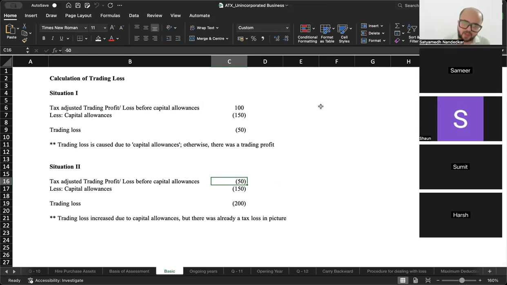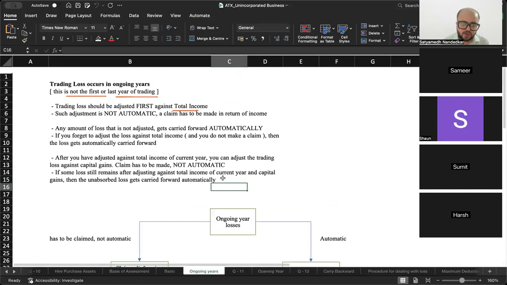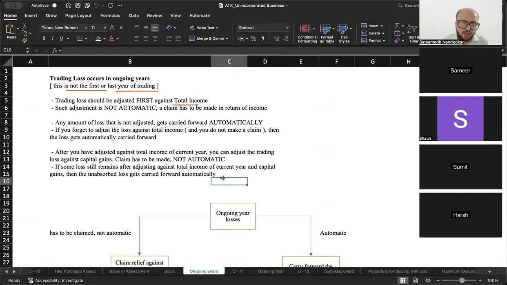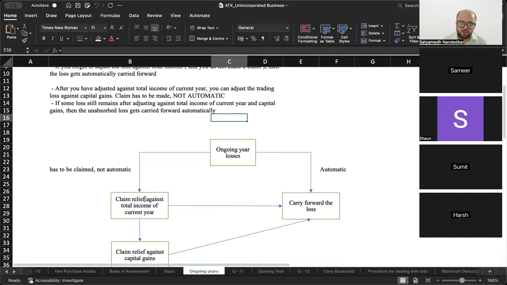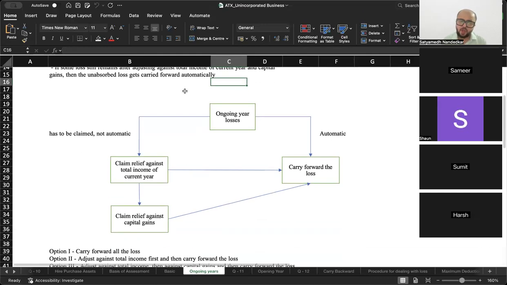Okay. Now, when we talk about trading losses, losses of an unincorporated business, the loss occurs in an ongoing year. So this is neither the first year of trading nor the last year of trading. So what options do you have? You claim relief against total income of the current year and then carry forward the loss, or you straight away carry forward the loss, or route 3 is claim relief against total income of the current year, then claim relief against capital gains, and after that carry forward the loss.